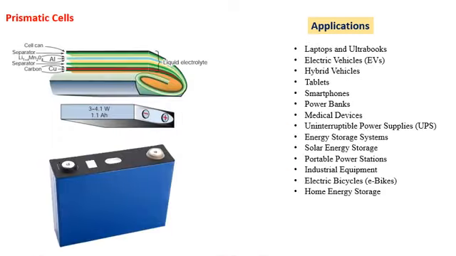Okay, there is one more type of cell that is called the prismatic cell. Components are the same, but the construction is different. You can see you have three layers: anode, cathode, and separator between them, and you wrap all three components together like this, and you insert the liquid electrolyte, and you can form a battery like this. If I talk about the applications, particularly laptops, electric vehicles, hybrid vehicles, tablets, smartphones, power banks, there are a lot of applications of this. So these are also used in many vast applications.